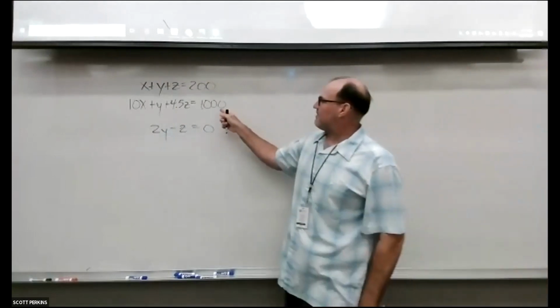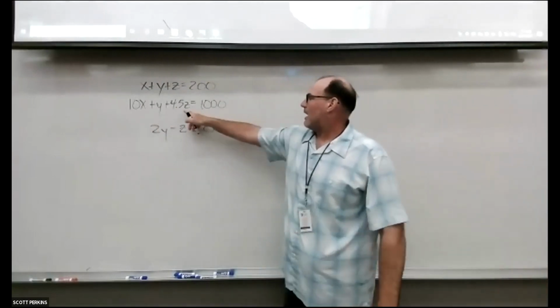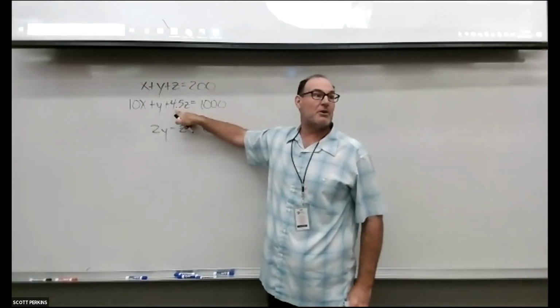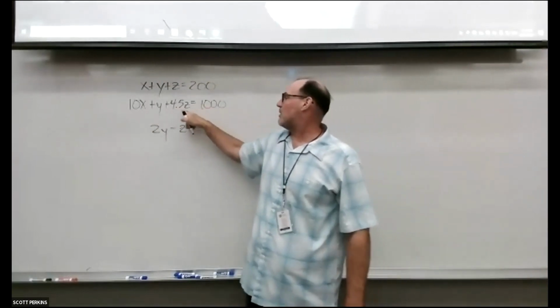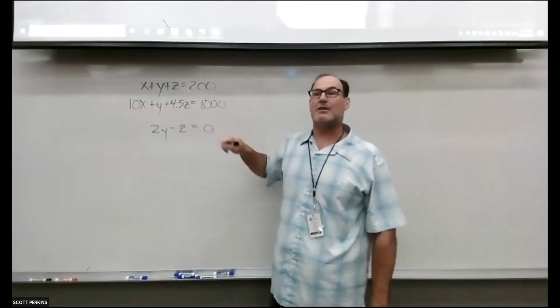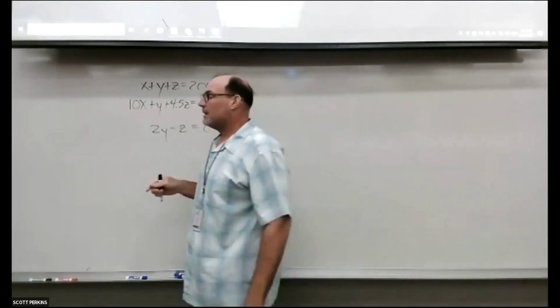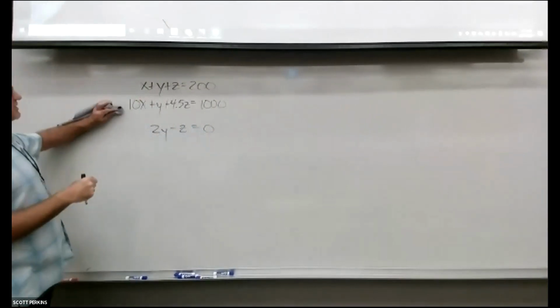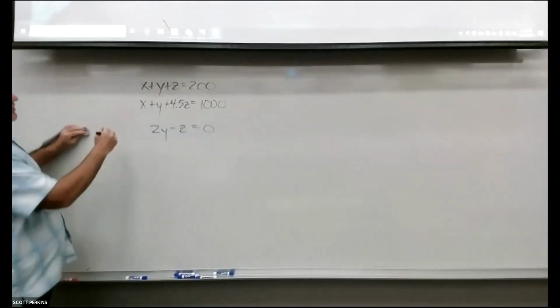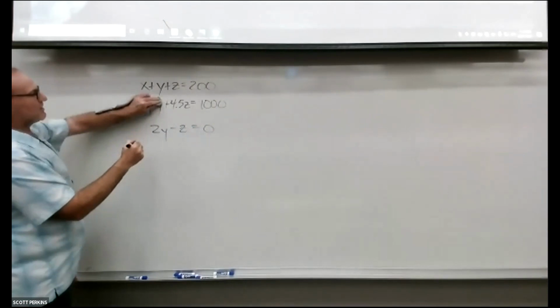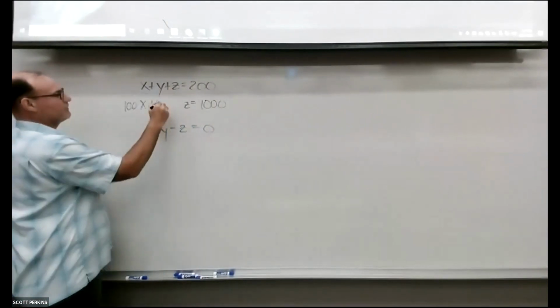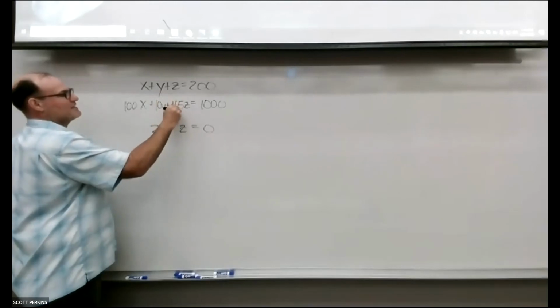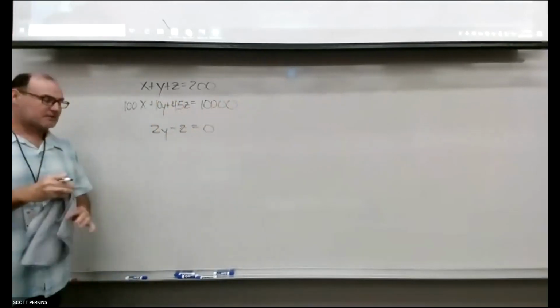I'm going to do one other thing to this equation right here. You're welcome to work with the decimal. It's not too unreasonable of a number, but I'm going to be consistent. What am I going to multiply every term by here to get rid of the decimal? 10. So let me go ahead and do that. That's going to make the first term 100x. It's going to make the second term 10y. It's going to make the third term 45z, and the last term 10,000.